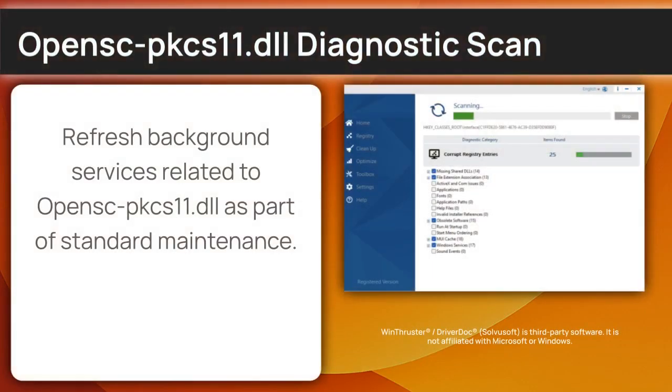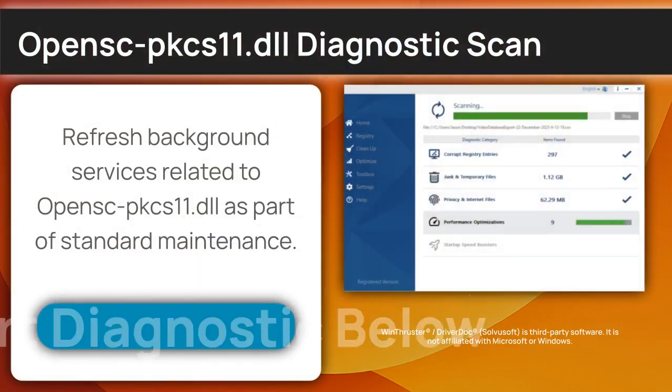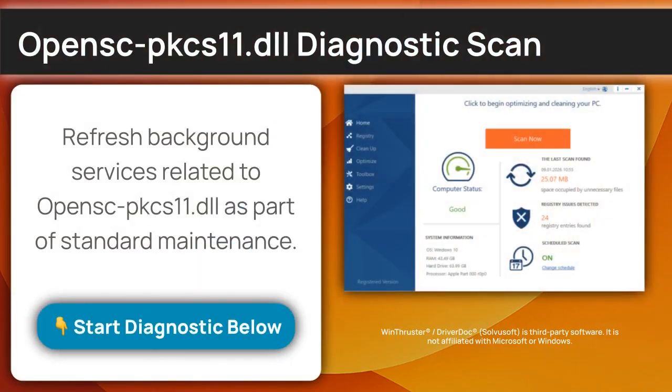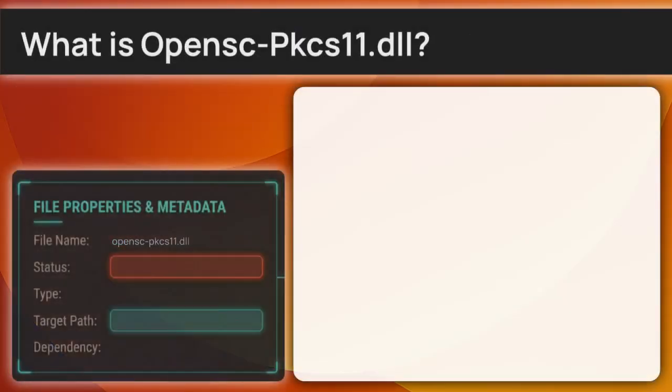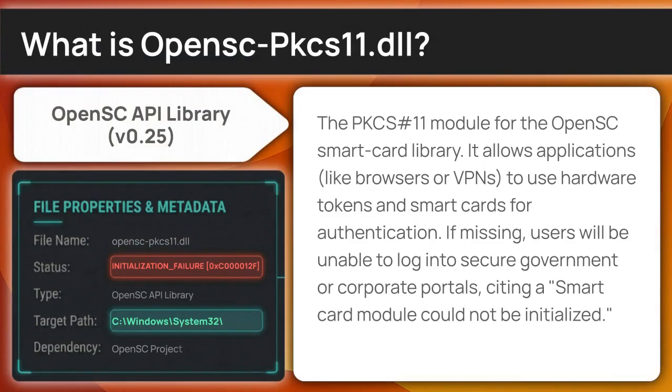To start our guide for OpenSC PKCS11 Library, you can follow the manual steps or use the suggested tool for workstation health. This is the OpenSC PKCS11 Library, the PKCS#11 module for the OpenSC Smart Card Library. It allows applications, like browsers or VPNs, to use hardware tokens and smart cards for authentication.